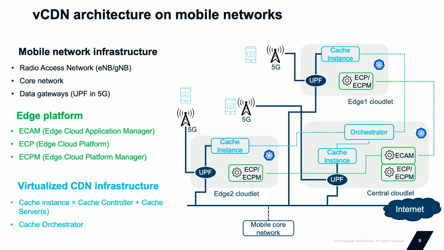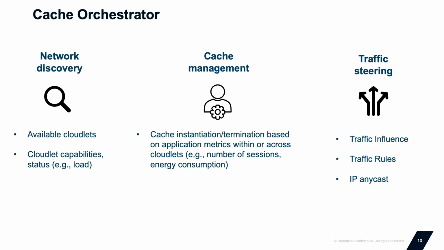In this cloudlet, we can deploy a cache instance which comprises one cache controller instance and one or several cache server instances. We also need a cache orchestrator in the central cloudlet because this is the brain of the VCN system. And I'm going to explain this functionality in the next slide.